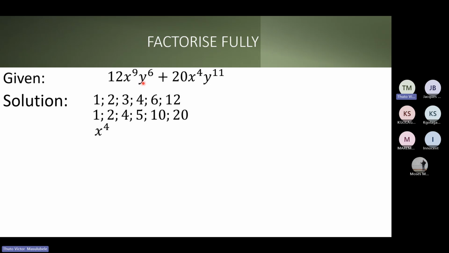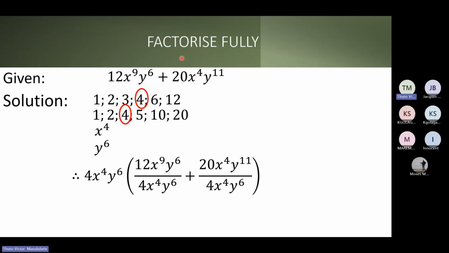And we look at y to the sixth and y to the 11th, which has the smaller exponent? That will be y to the sixth. So our highest common factor, therefore, Grade 9 learners, will be 4x to the fourth, y to the sixth. Now, what do we then do? You then divide each term of the original expression by the highest common factor. If we simplify further by applying the laws of exponents, we'll be left with 4x to the fourth, y to the sixth, into 3x to the fifth plus 5y to the fifth.